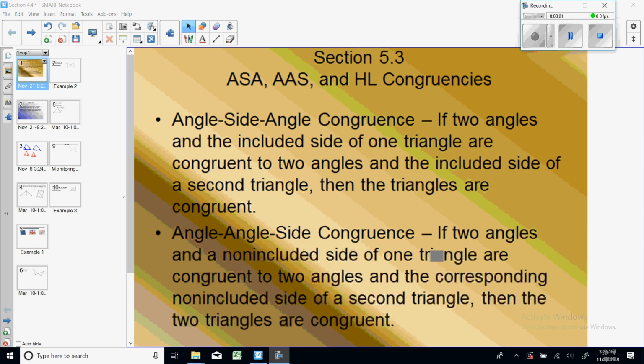Angle angle side is when you have two angles and a non-included side of one triangle congruent to two angles and the corresponding non-included side of the second. Then the two triangles are congruent. I'll go ahead and pause the presentation at this point so that you can copy these down into your notes.